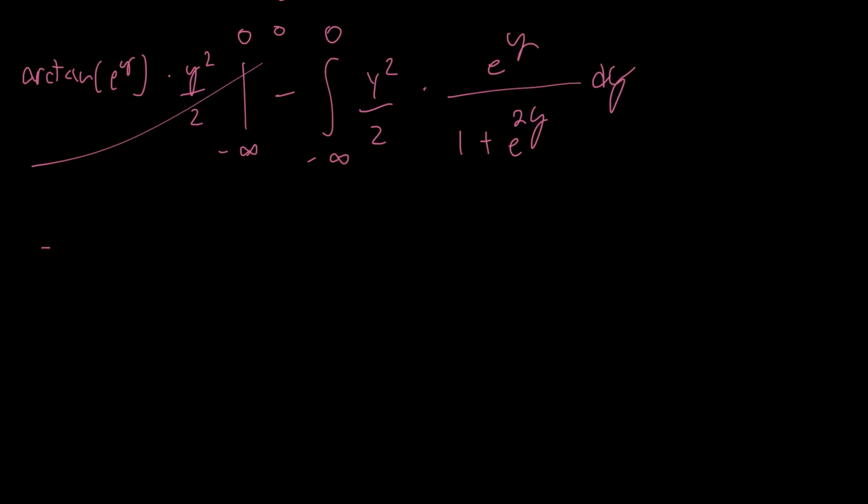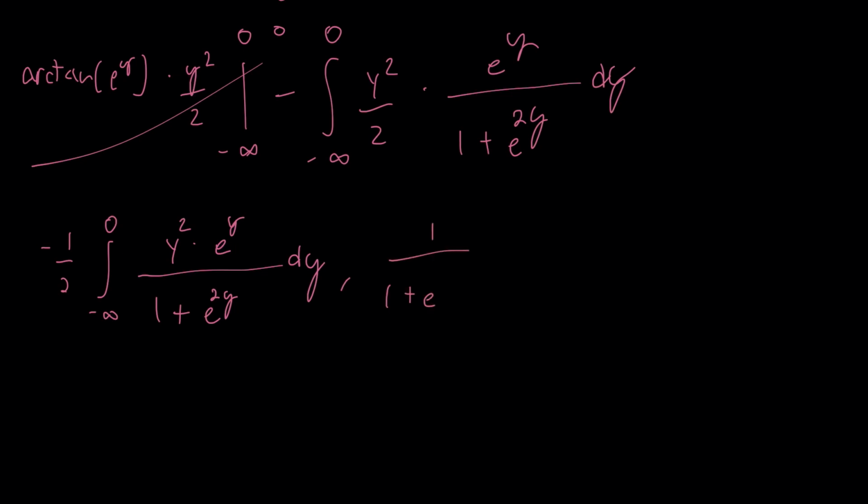So we're going to have negative a half, the integral from minus infinity to 0 of y squared times e to the y divided by 1 plus e to the 2y dy, and from here we'll use the series expansion of 1 over 1 plus e to the 2y. So we're going to have 1 over 1 plus e to the 2y is the sum from 0 to infinity, negative 1 to the k e to the 2yk.